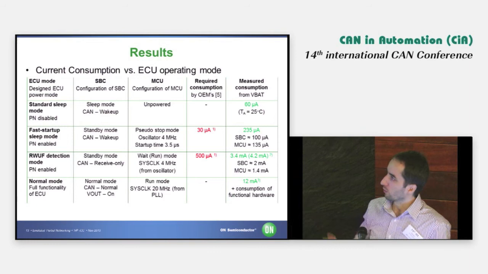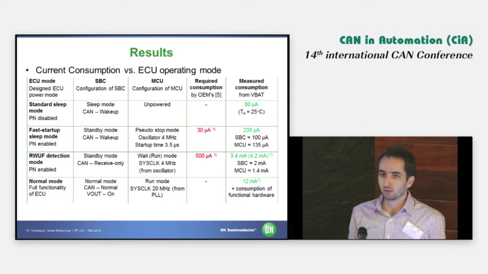Of course, there is still a possibility to switch the transceiver, or the whole ECU, to a very low power mode without the partial networking functionality or partial networking-like functionality. In that mode, we are able to achieve 60 microamps as an overall ECU, so the SBC plus microcontroller. Basically, the microcontroller is not powered at all. The voltage regulators are switched off, so this is just the current consumption of the SBC.